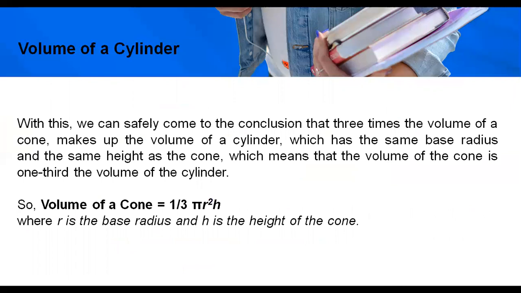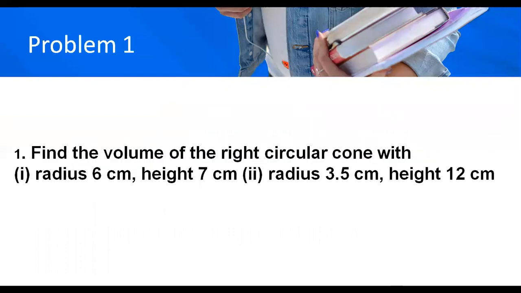So we can conclude that the volume of the cylinder is 3 times the volume of the cone of the same height h and same base radius r. Since the volume of the cylinder with height h and radius r is given by pi r square h, therefore the volume of the cone with height h and base radius r will be 1 by 3 pi r square h, where r is the base radius and h is the height of the cone.